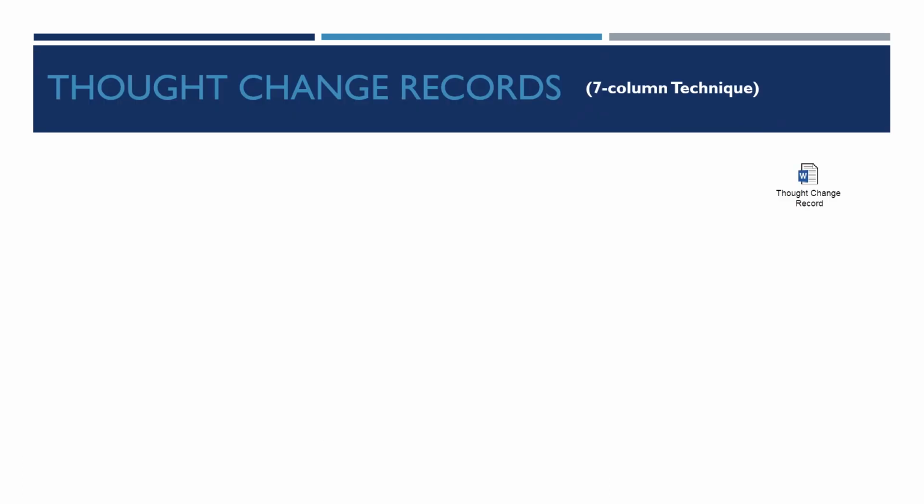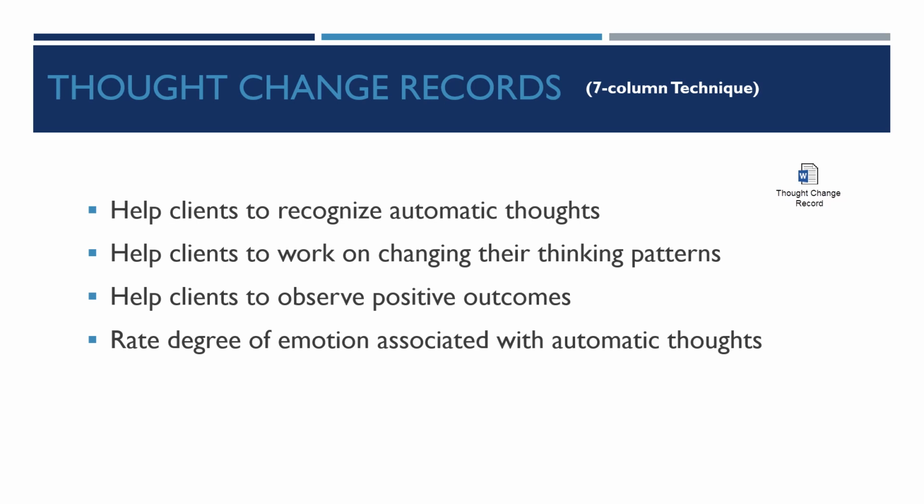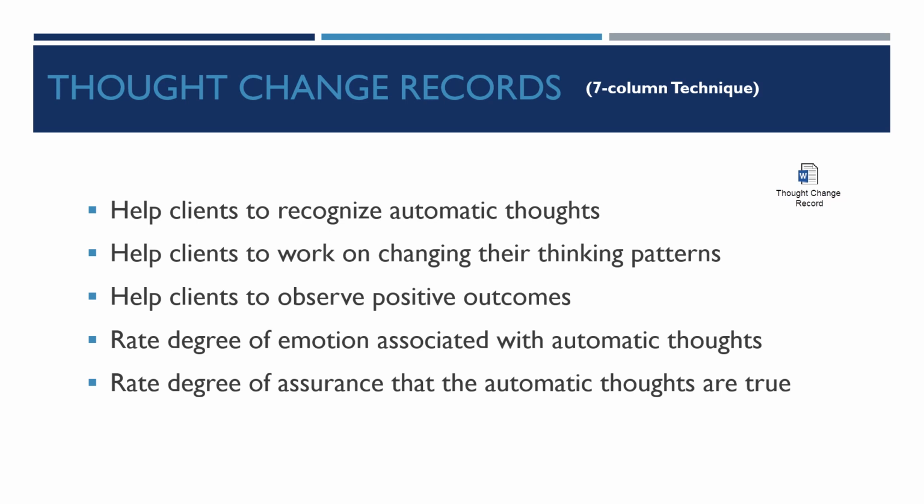So the thought change record helps clients recognize automatic thoughts, just as the automatic thought record does. But it also helps clients work on changing their thoughts and observe some positive outcomes associated with those changes. And also rate the degree of emotion associated with the automatic thoughts, and rate the degree of assurance that the automatic thoughts are true.